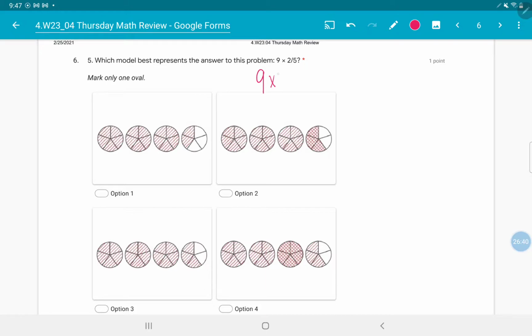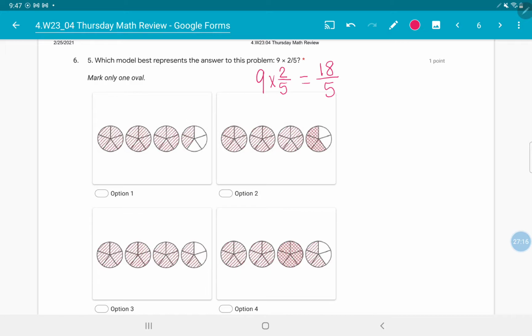So my problem would look like 9 times 2/5. So I could add 2/5 9 times, or what could I multiply? 9 times 2. 9 times 2 gets me what? 18. And how many fifths do we have? Or, I'm sorry, what's our denominator? 5. The denominator stays the same. So 9 times 2/5 is 18 fifths.